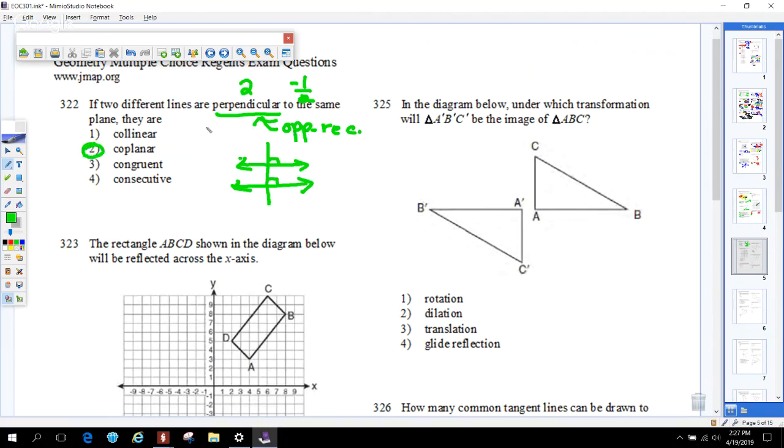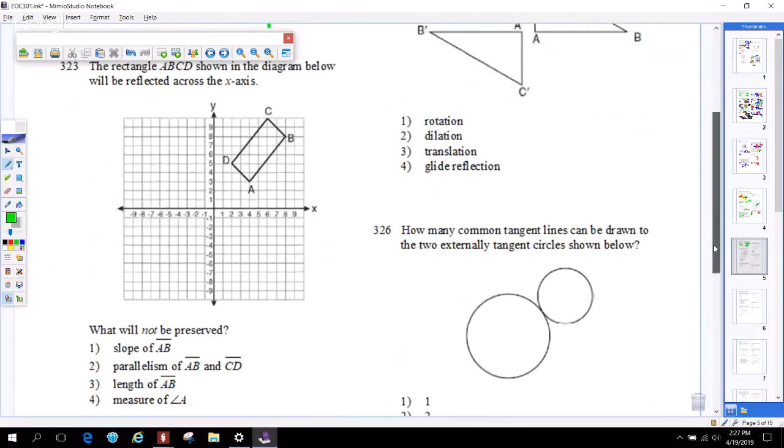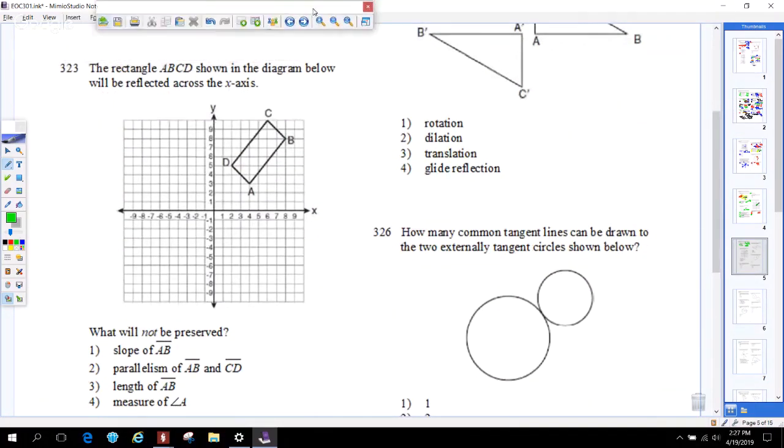And really, this is a question that's not going to be on your EOC test, but that's kind of it because it says it's on the same plane. So the use of the term same plane means coplanar. Collinear would be it's on the same line. Congruent lines are never congruent. And I can't think of one time I've ever heard of consecutive lines. So you might have consecutive line segments, but consecutive lines, I don't know if you would have.